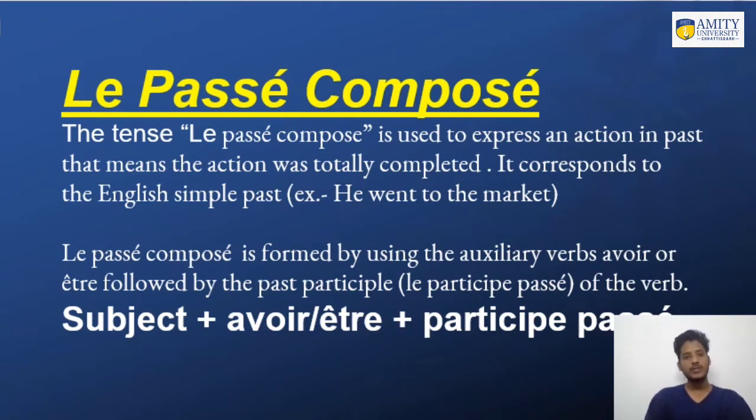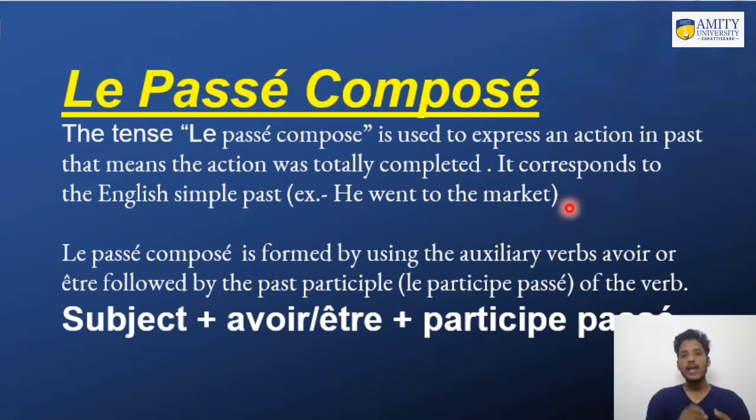So now the thing is, what is simple past tense? Simple past tense means the action that is completed totally in the past. For example, he went to the market. You can see here, he went to the market. So went, the action of going, of go, this event is completed in the past. He went to the market.